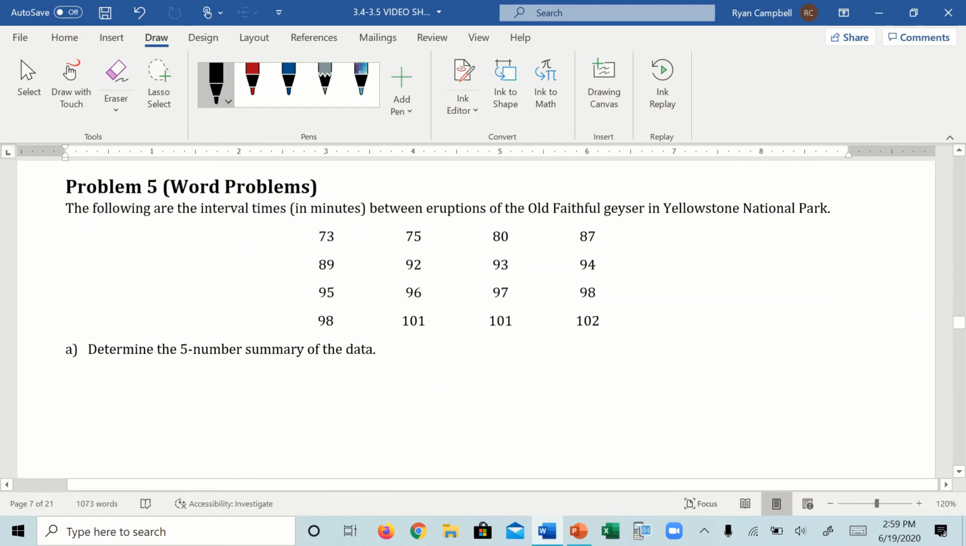All right, so on a separate video, I'm going to walk us through how to do this problem. Actually, we can do this now. Yeah, let's just do it now. We don't need a separate video.